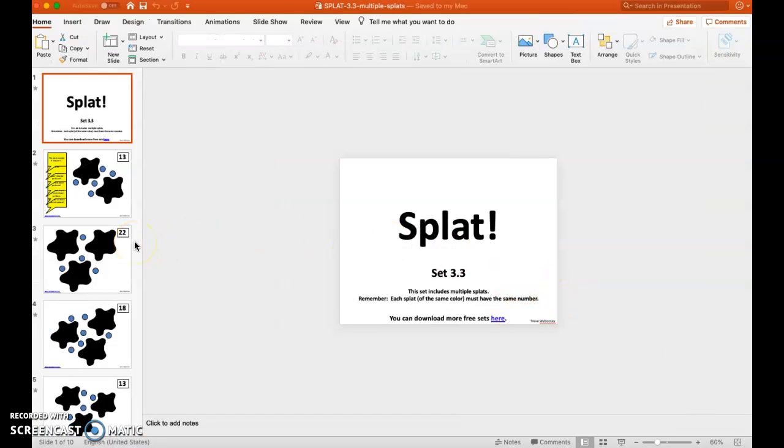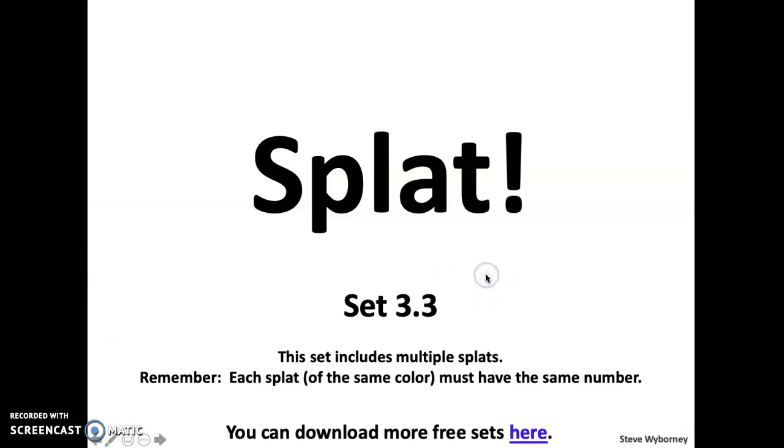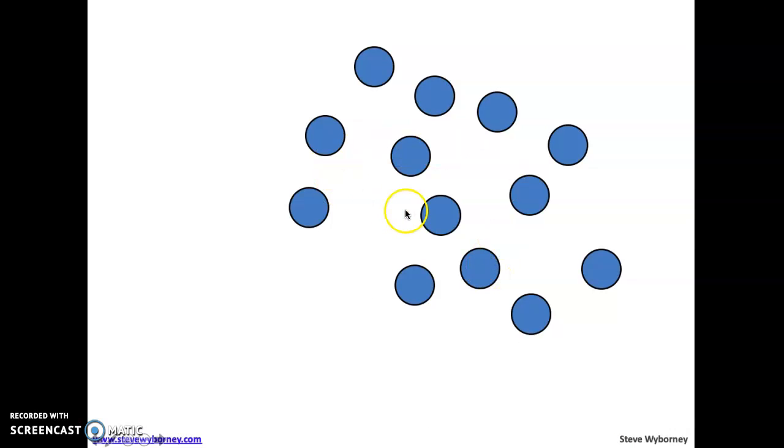So all of his lessons can be downloaded as PowerPoints. I chose to start with lesson 3.3 to show you as an example. So this would be level 3, where multiple splats of the same color cover up the same number of dots. In presentation mode, it looks like this. Okay, so you can just click through each one.